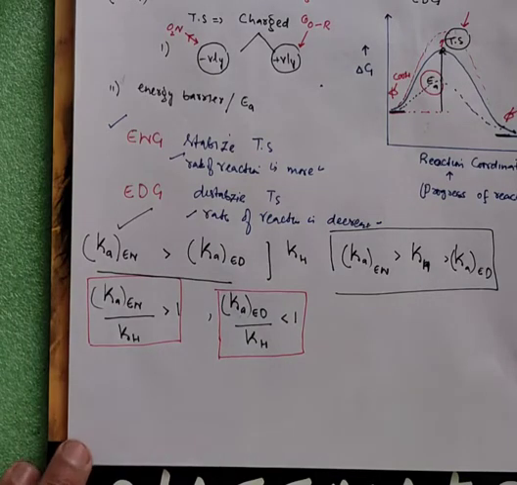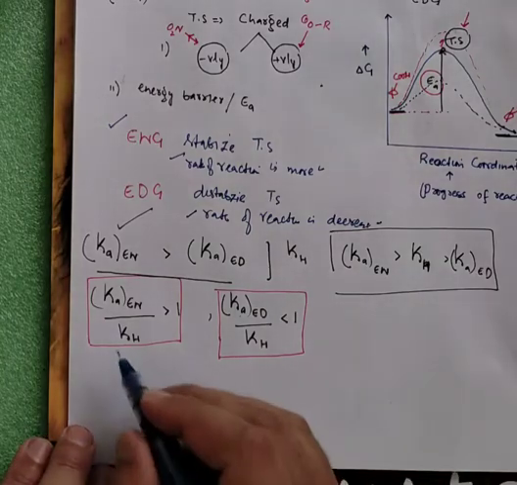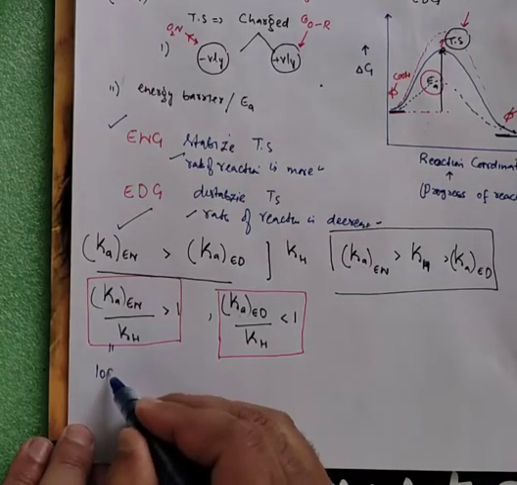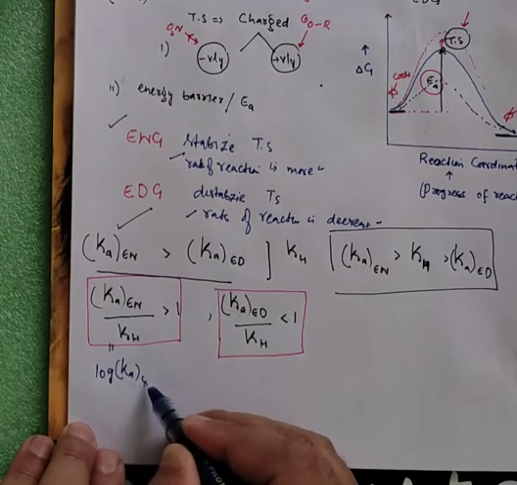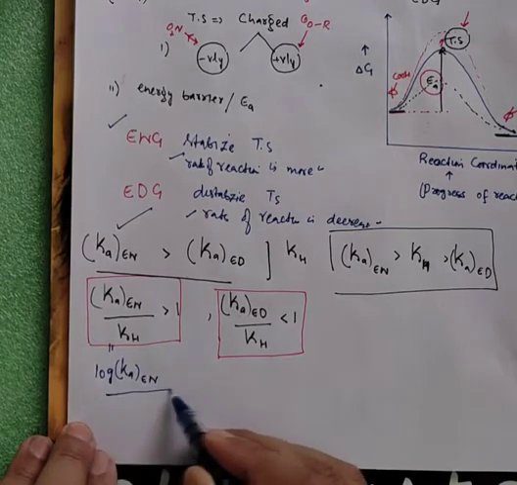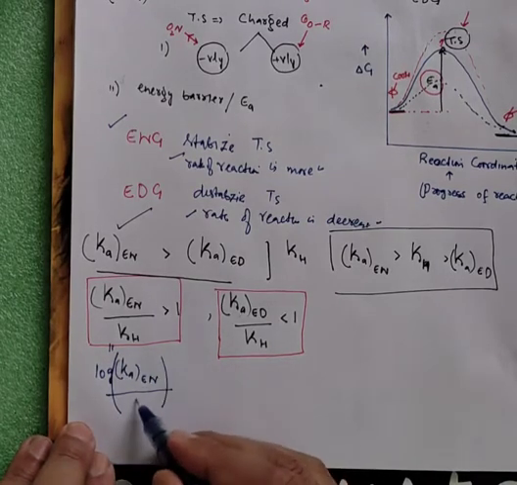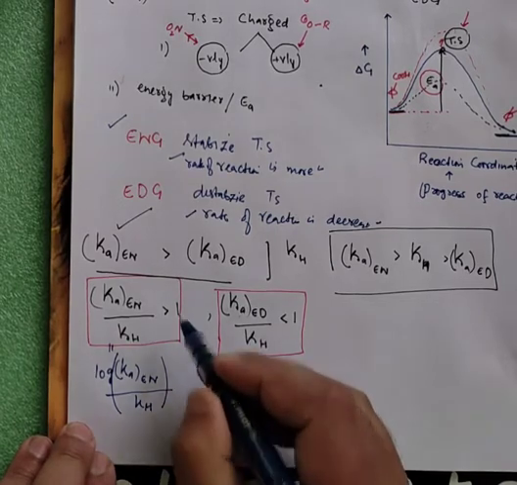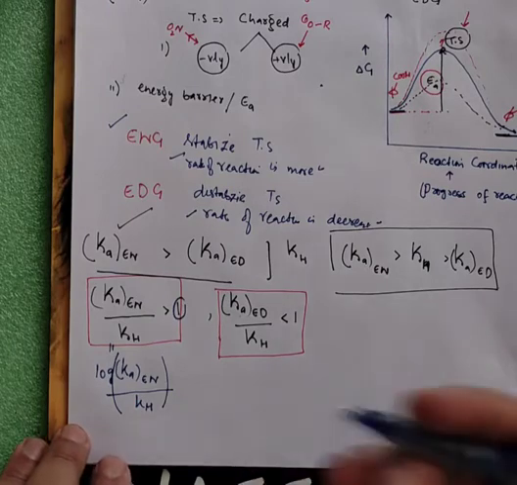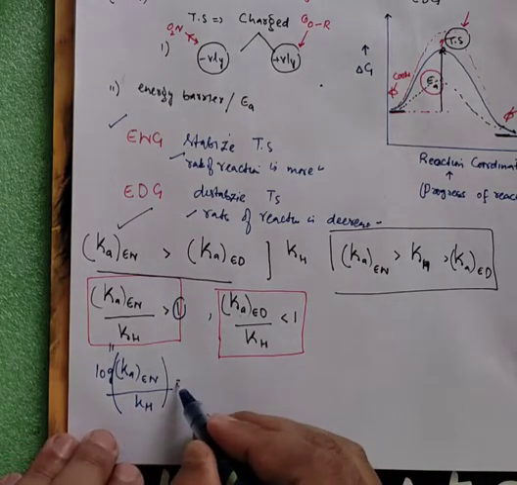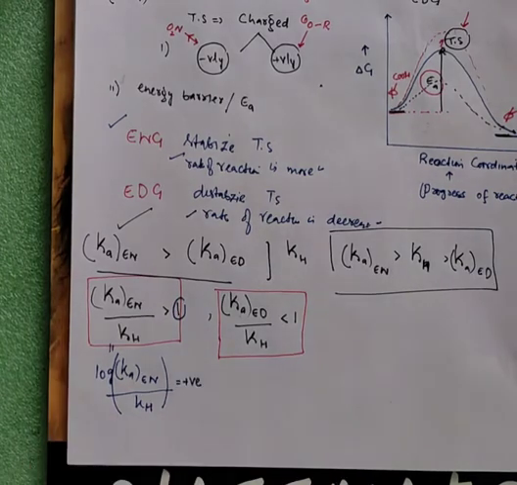Now the third point: if you want to write this in log form, let's convert this into log form. So we'll get log of Ka in the presence of electron withdrawing groups divided by Kh. Log of 1 is 0, and for a ratio greater than 1, the log will be plus. Without writing the value, I will put plus, because anything greater than 1 will come out plus.